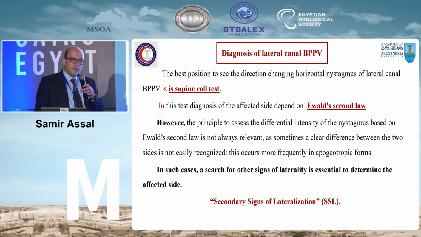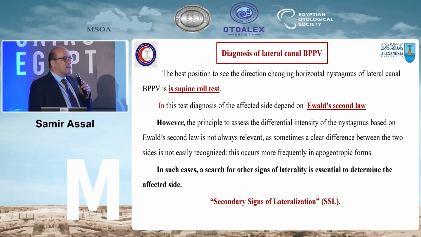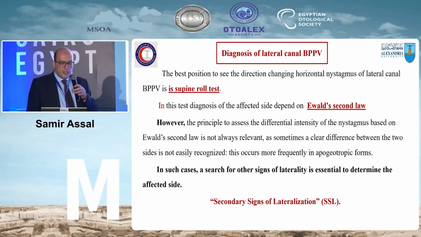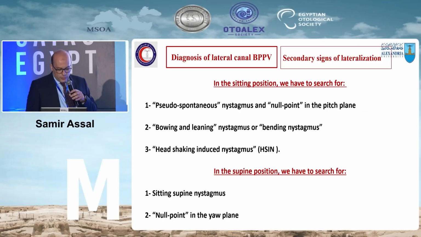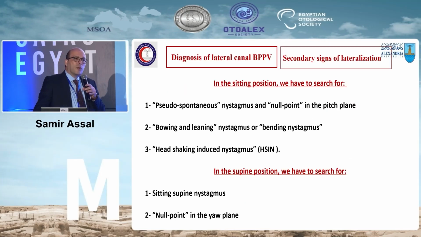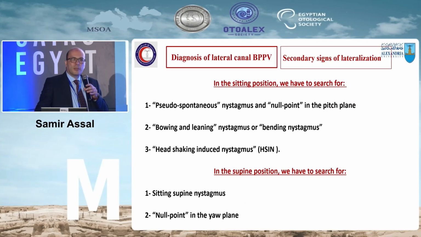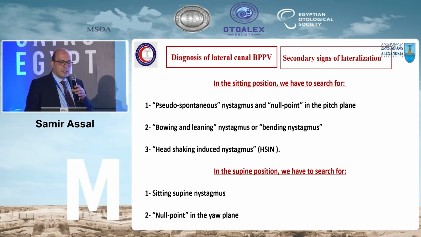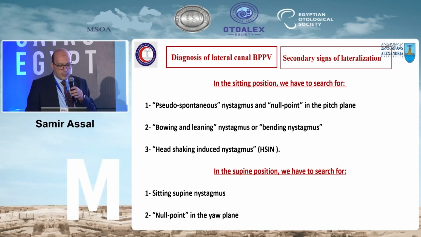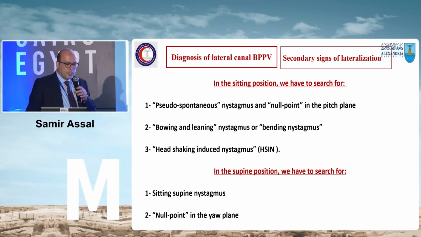So in these cases, we need some sign to decide which side is affected, which is called secondary signs of lateralization. We have five signs: three while the patient is sitting, and two while the patient is supine. While sitting: pseudospontaneous nystagmus, Bow and Lean nystagmus, and head-shaking induced nystagmus. While supine: sitting-supine nystagmus and null point in the yaw plane.